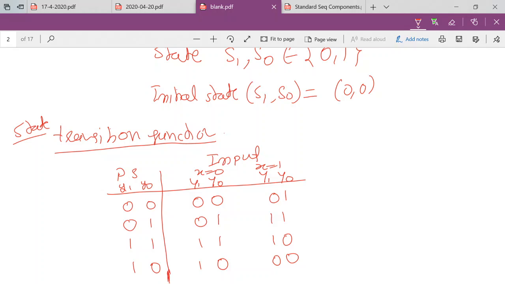Okay, we are not going too deep into what the functionality of this one is. Suppose for some particular functionality, this is the state transition function, and now we want to implement this sequential system through our registers. First of all, we can identify the values of y1 and y0. You can say these are actually your d1 and d0.